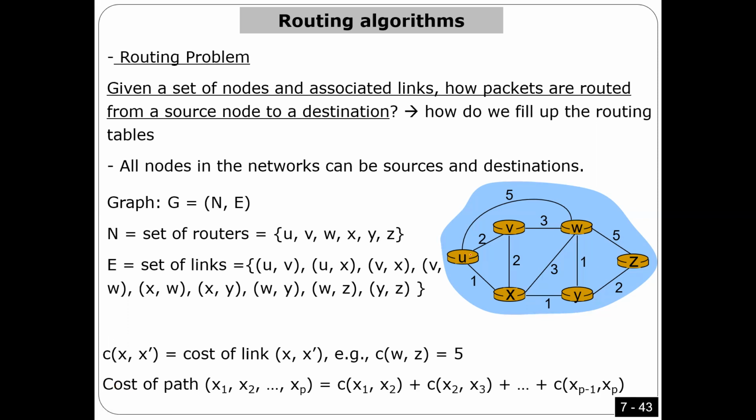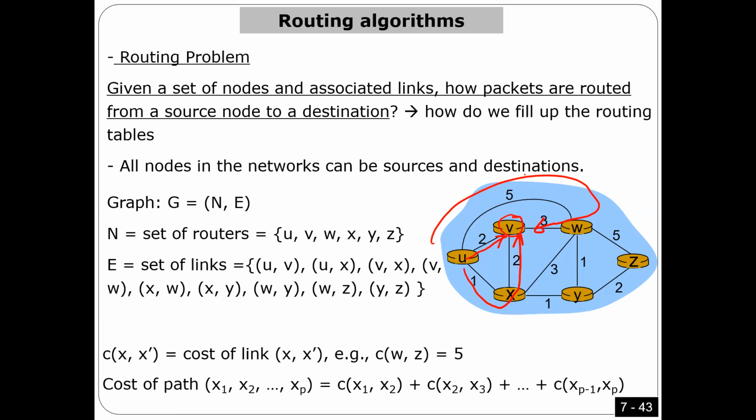For example, if this router wants to send data to you, it can send it directly, or there is another path this way, or maybe there is another path this way. So there may be different routes.